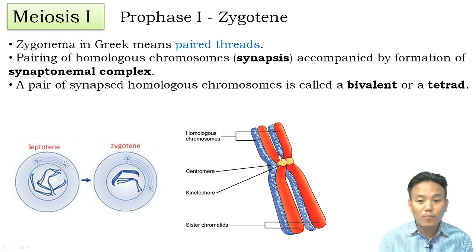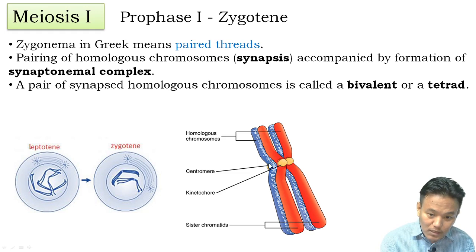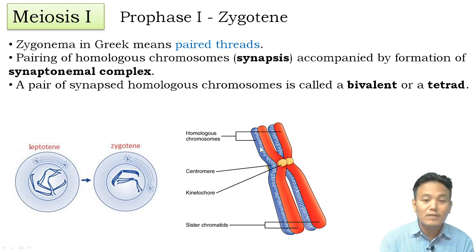So the synaptonemal complex holds the chromosomes together. So this is the pairing of homologous chromosomes, which happens during zygotene, right? The pair of synapsed homologous chromosomes is called a bivalent, since there are two chromosomes, right? The homologous chromosome pair is called a bivalent.